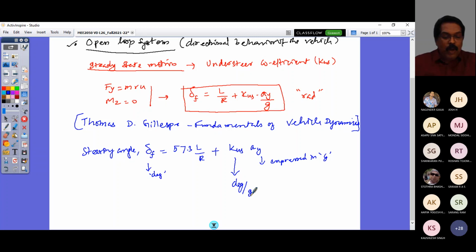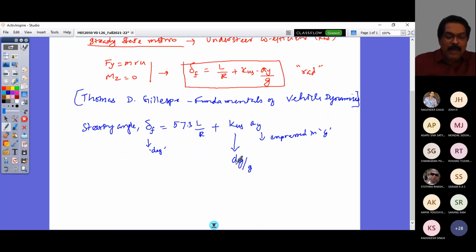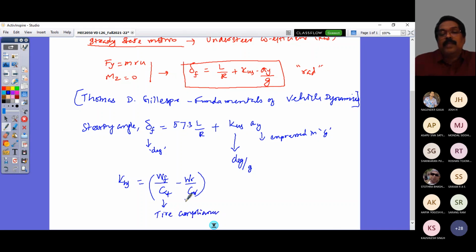Degrees per G. So what I mean by that is the slip angle. So you see this KUS here is the slip angle in an axle per G lateral force imposed on it. Because this KUS, what you have studied, is nothing but the difference of WF by C alpha F minus WR by C alpha R. What are these called? These are called individual terms called tire compliance. So the unit of the load on the front axle is in Newton, and the cornering stiffness is in Newton per degree slip angle developed. So you will have this in degrees per G.